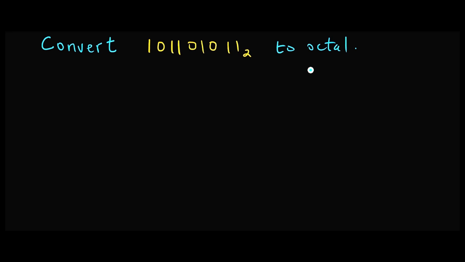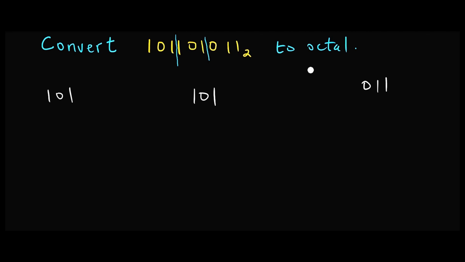So the first group will be 1, 2, 3. The second group 1, 2, 3. And then the last group is there. So the first group is going to be 0, 1, 1. The next group is 1, 0, 1. The other group is 1, 0, 1.